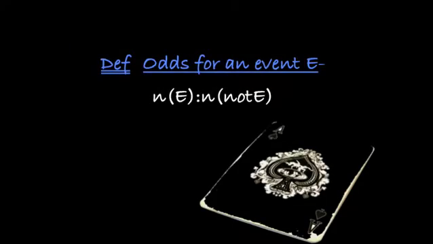Definition of the odds for an event. That is n of E to n of not E. This is the ratio of the number of outcomes in the event to the number of outcomes that are not in the event. This is also thought of as the number of successes to the number of failures for an event.